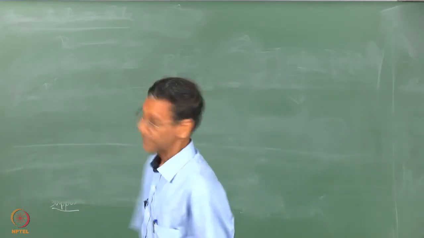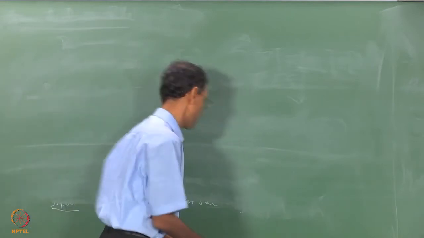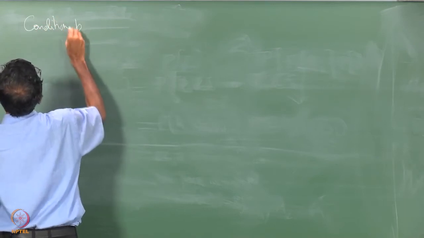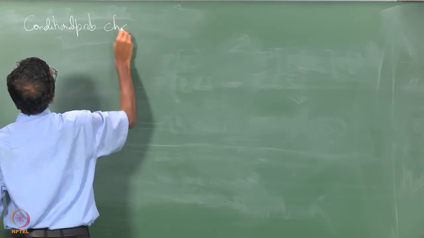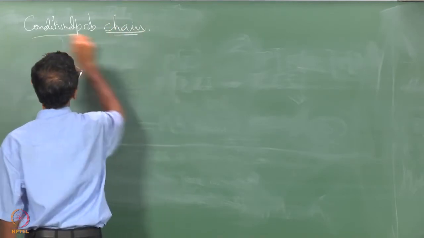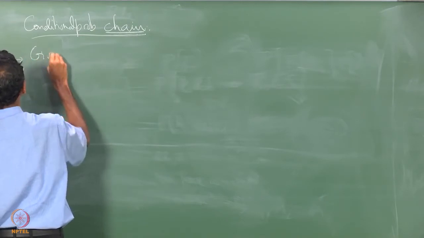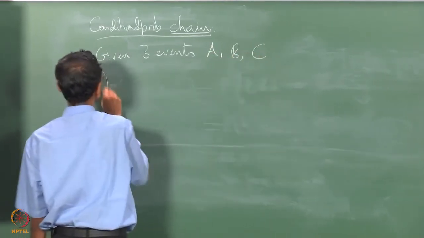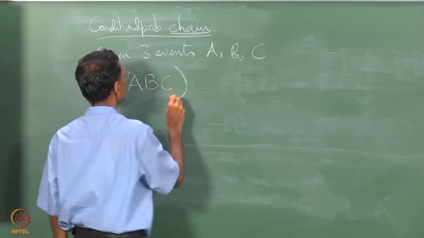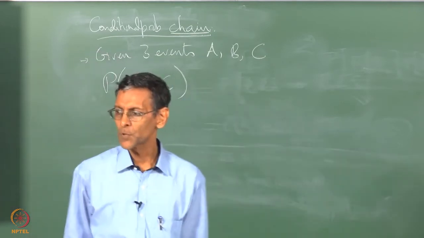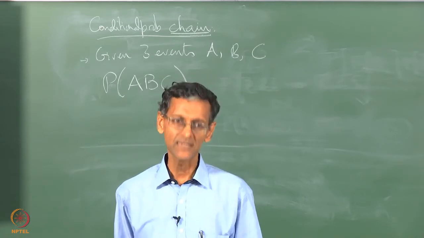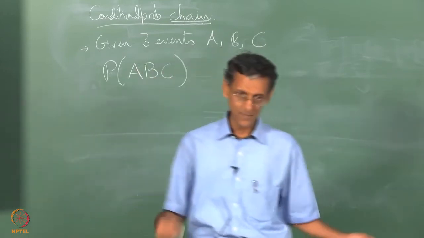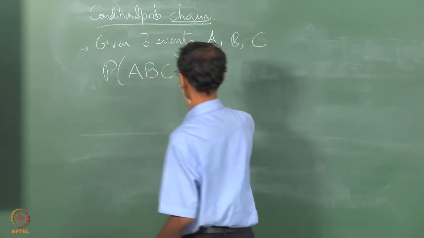Before moving on to a different topic, let me look at this conditional probability chain. If I have given 3 events A, B, C, how can I write the probability of the joint event A, B, C? This is the joint probability of observing A, B and C in a particular trial, all 3 of them. You are assuming that this joint probability is non-zero, that in fact you can observe the 3 events jointly.